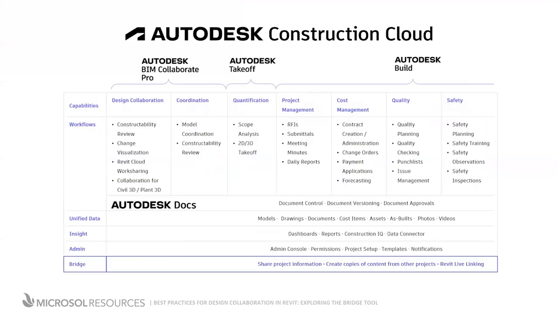And for those who may not be familiar with the ACC or confused with BIM 360, ACC is a new version of BIM 360 and is made up of 3 main products: BIM Collaborate Pro for design collaboration and cloud worksharing, Autodesk Takeoff for quantification, and Autodesk Build for project execution. For Bridge access, you can access the Bridge tool from any of these products.